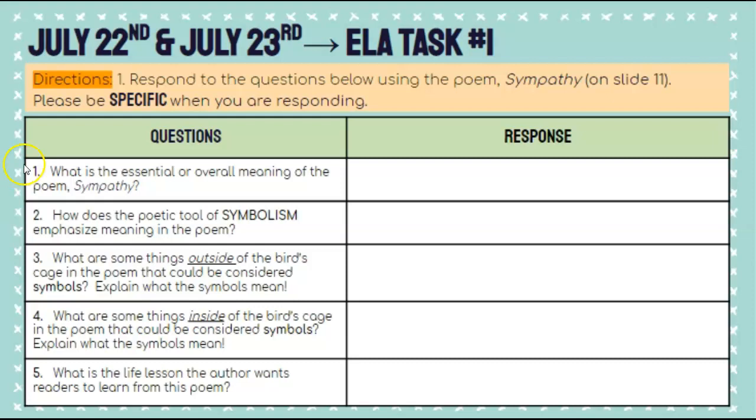So the 5 questions are: 1, what's the essential or overall meaning of the poem? 2, how does the poetic tool of symbolism emphasize meaning in the poem? Quick reminder, symbols are when one thing represents something else. So a flower represents springtime. 3, what are some things outside of the bird's cage that could be considered symbols? Explain what they mean. What are some of the things inside the cage that could be considered symbols? Explain what they mean. And finally, what would you say is the life lesson that the author wants the readers to learn from the poem?